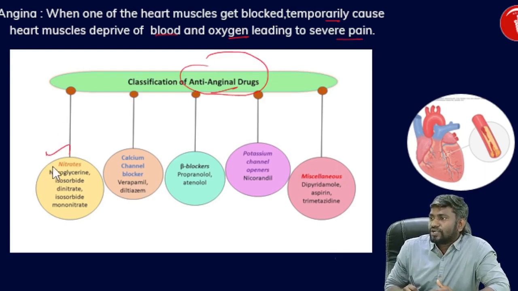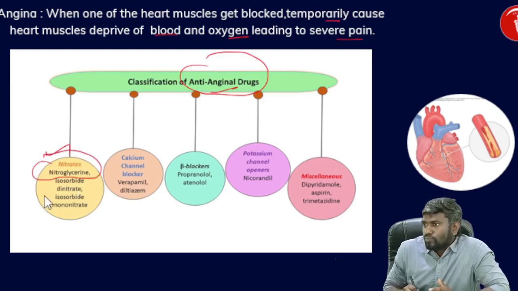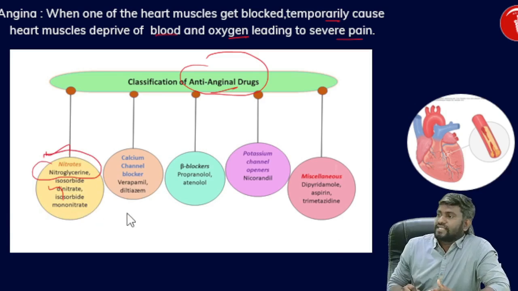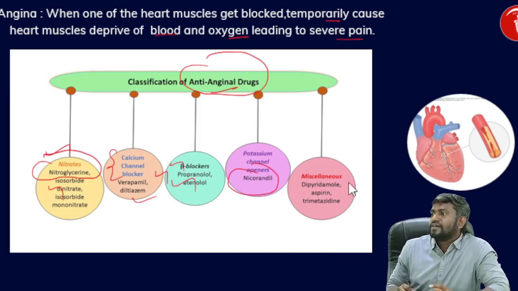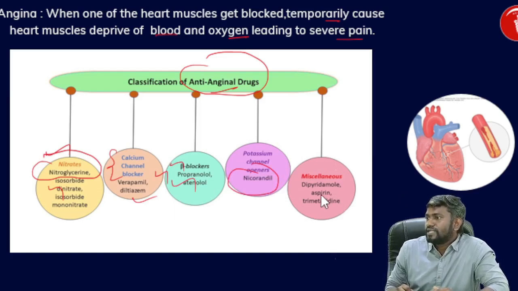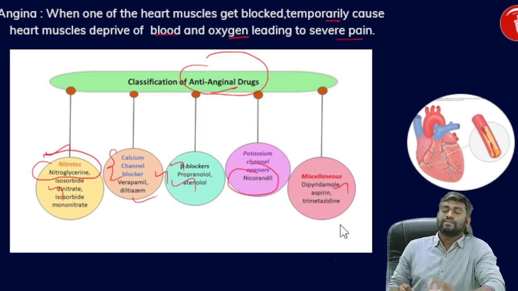Starting with nitrates, we are going to be giving nitroglycerin, isosorbide mononitrate or dinitrate. Or we are going to give the calcium channel blockers, which are verapamil and diltiazem. We are going to give the beta blockers, propranolol or atenolol. We can either give potassium channel openers, which is nicorandil, or the miscellaneous drugs, which are dipyridamole or aspirin.